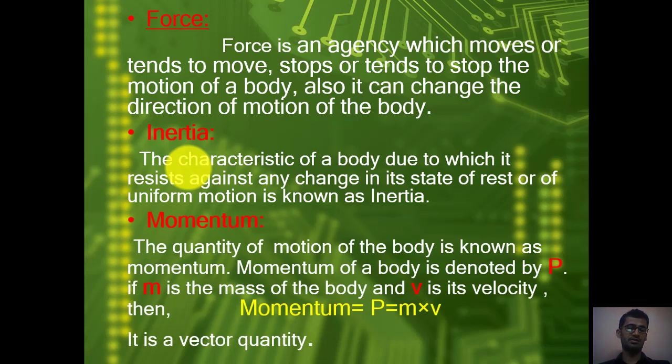Next comes momentum. We all know that momentum of the body is the quantity of motion of the body. Momentum of the body is denoted by P. If m is the mass of the body and v is the velocity, then momentum P is equal to m multiplied by v. We can also say that momentum is the product of mass and velocity.